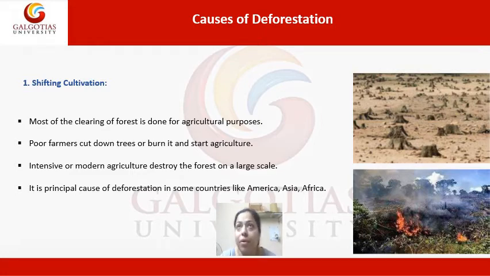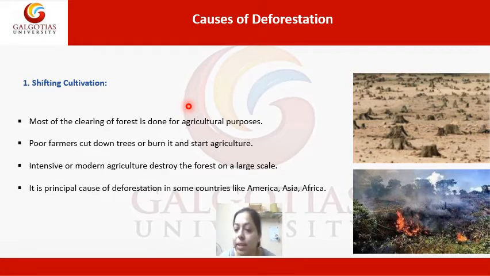And the third important thing is for urban use, that is for building houses, building societies, or building multiplexes, and so on and so forth. So, under these three broad categories, we will see that there can be further subdivision or classification as to what are the different causes of deforestation. As we see, the first cause of deforestation is shifting cultivation.